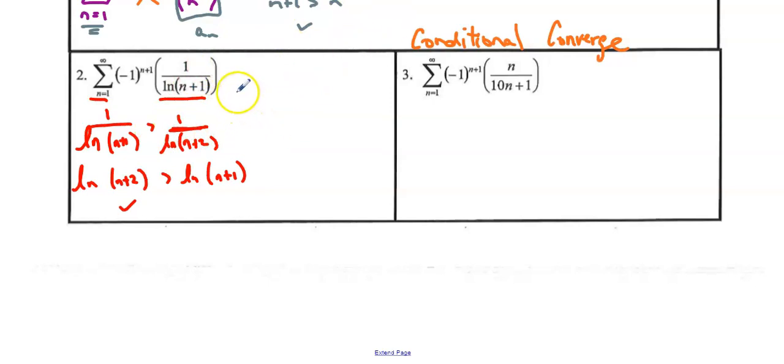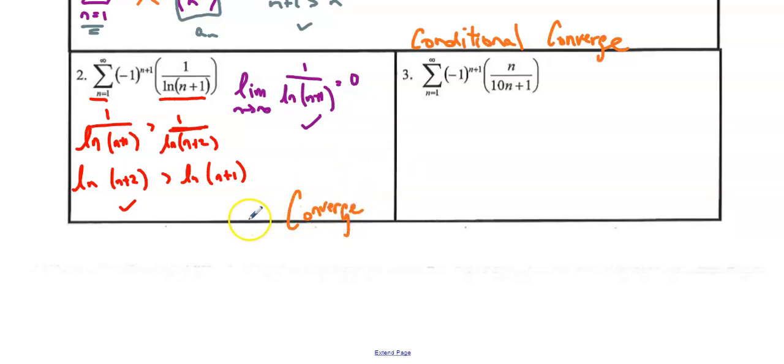And then the second part is: will the limit as n approaches infinity, remember we're just looking at our a sub n here, of 1 over the natural log of n plus 1 equal 0? Remember the n plus 1 really doesn't matter, so we're really just looking at the limit of 1 over the natural log of n. You know that the natural log of n is approaching infinity, right? So it's 1 over infinity, so we know that this limit is going to be equal to 0. Therefore, I now know that this series is going to converge.